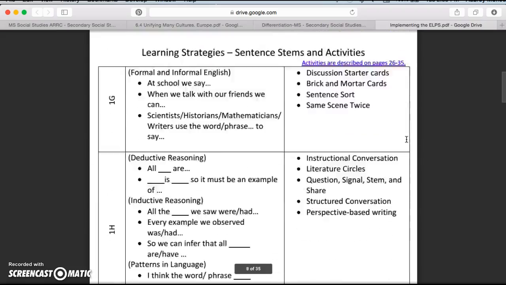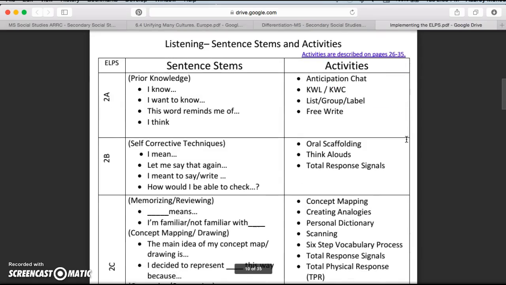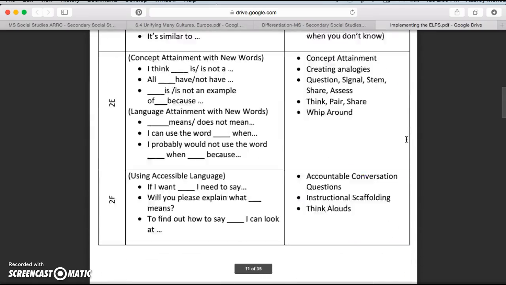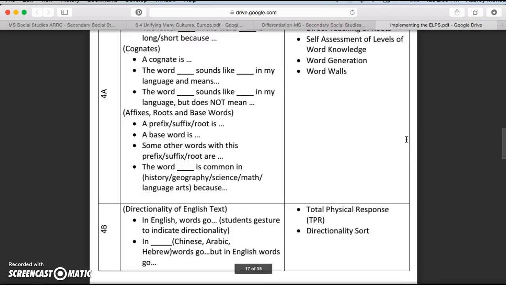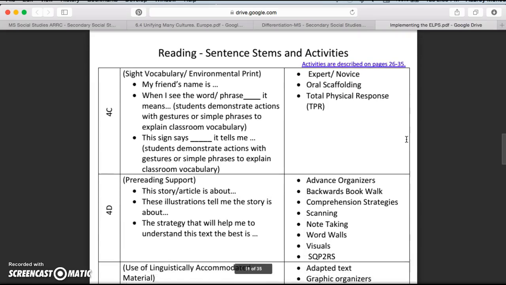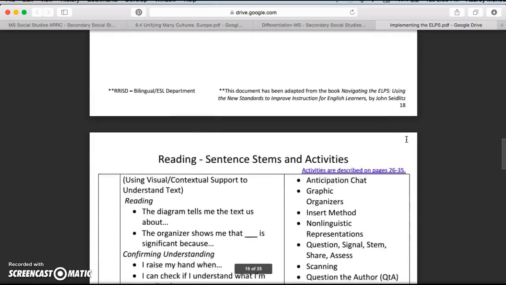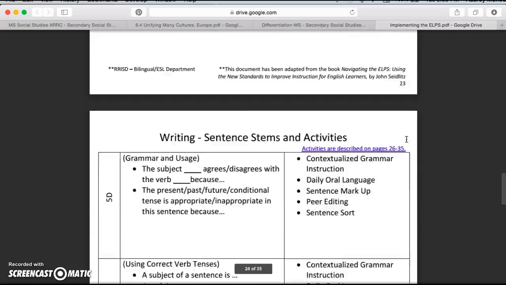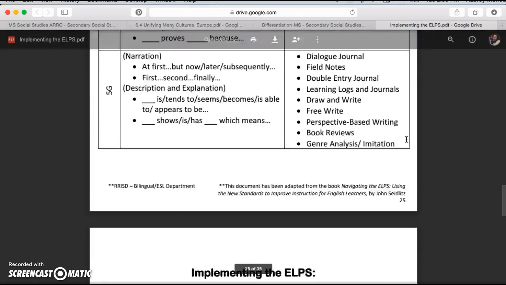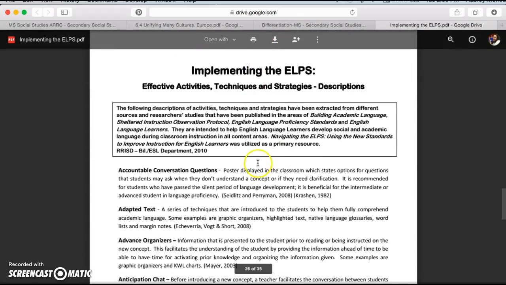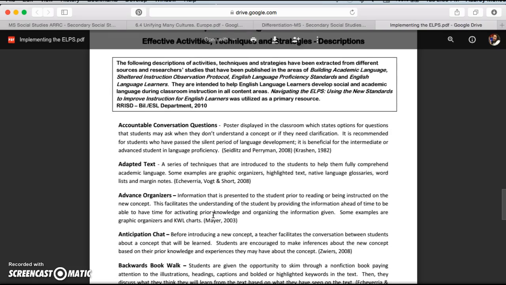But if you go down, it gives you activities, techniques, and strategies for implementing the ELPS. And it says it's for implementing the ELPS and for helping English language learners, but it can really be applied also to SPED students. A lot of these will look familiar.